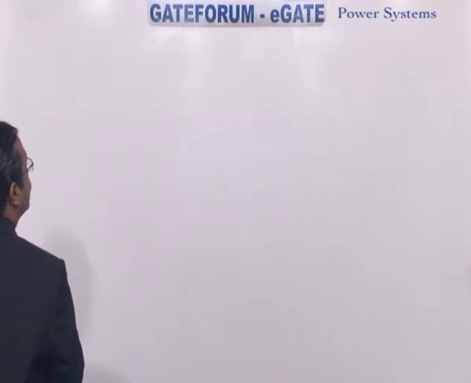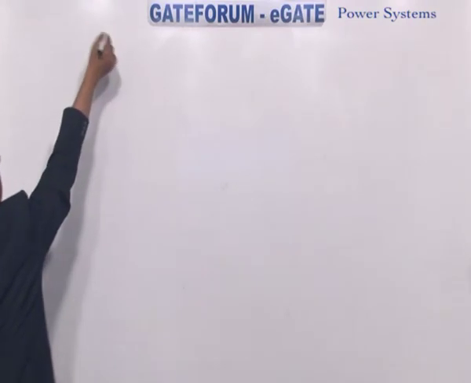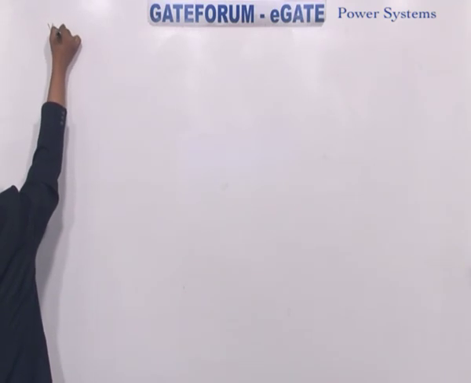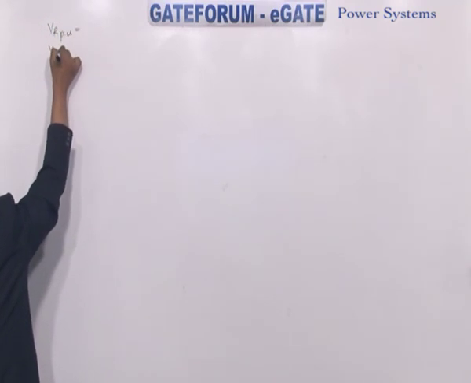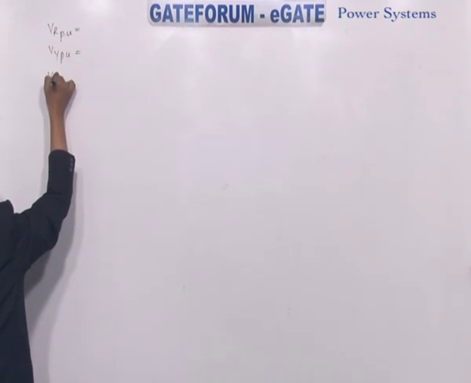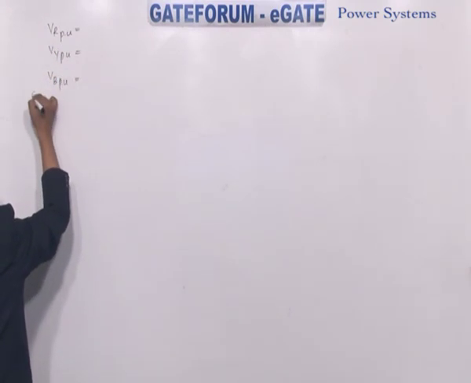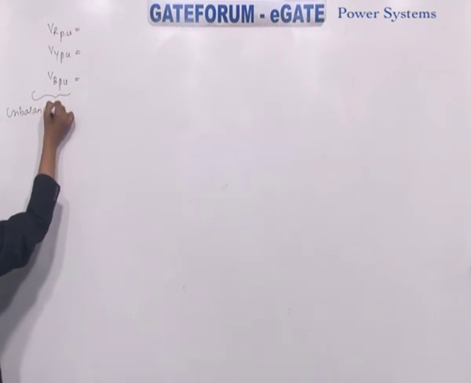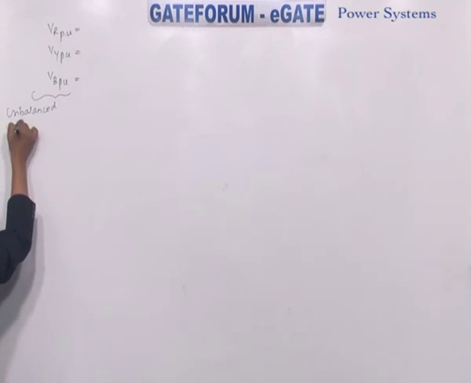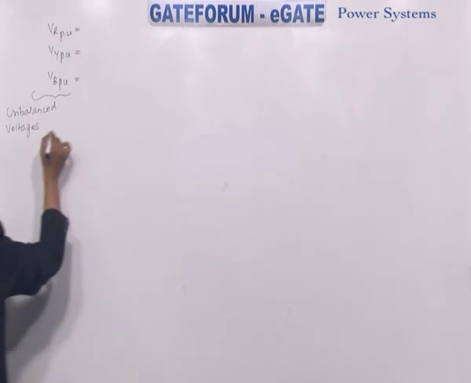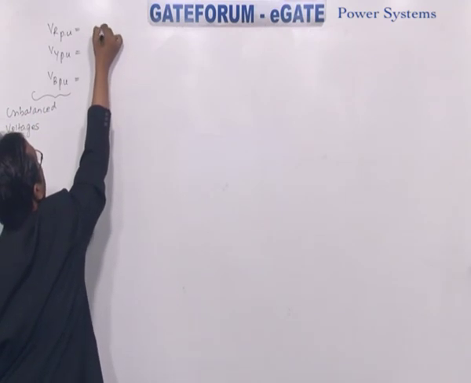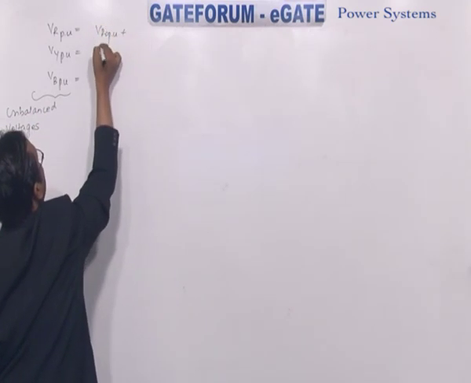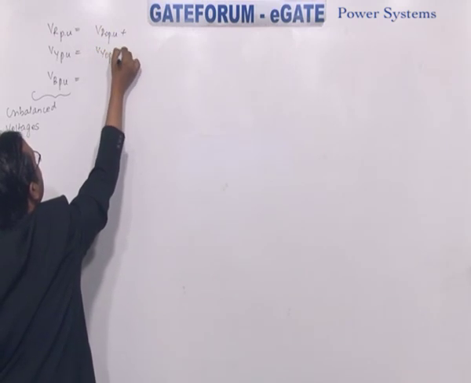Discussion on operator K. So how to write the three unknown unbalanced voltages? You know VR, Vy, Vb. So what are these three now? These three are unbalanced voltages. How to write them? In terms of zero sequence.